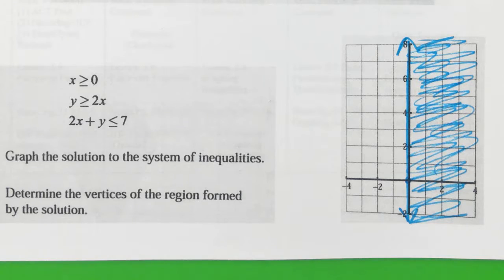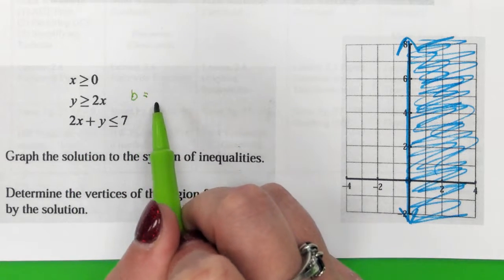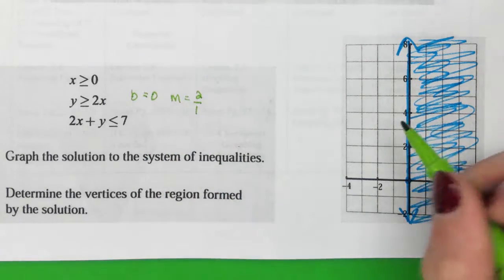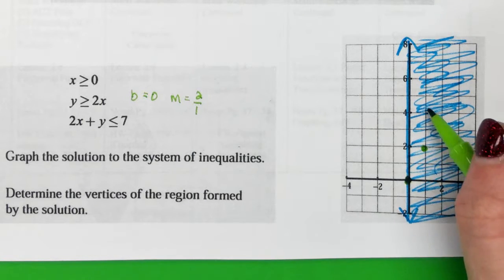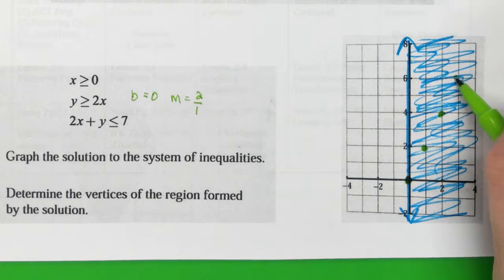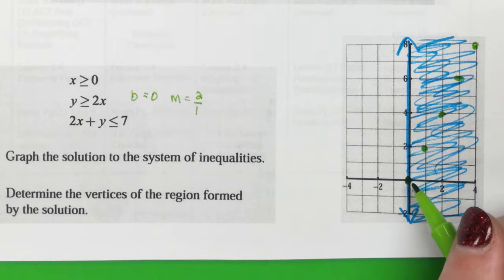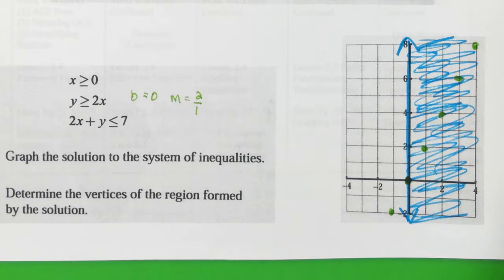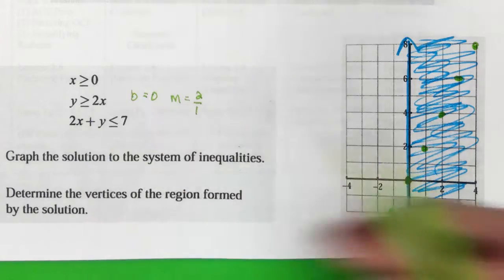All right, what about number 2? Y is greater than 2x. What's your y-intercept? 0. And your slope? 2 over 1. So we'll start at 0. We'll go up 2 and right 1. Because I told you not to shade too dark. And then, you can go down 2 and left 1. Right, open dot, or open line, or closed line? Closed, there you go.